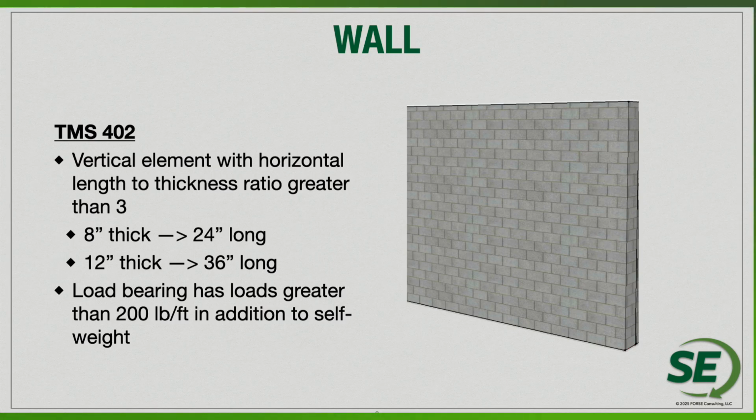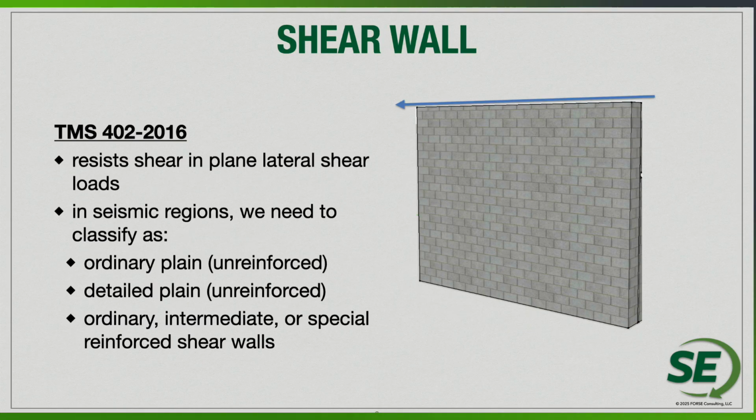We know based on the masonry code, TMS 402, that a wall is going to be any element that's 3 times longer than it is thick. So an 8-inch thick element, 24 inches long, will be considered a wall. We also know that a load-bearing wall would have loads greater than 200 pounds per foot in addition to self-weight.